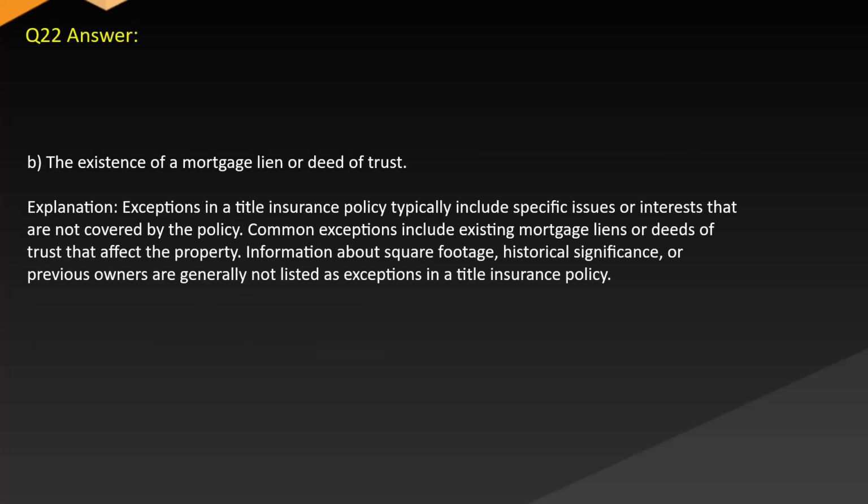Answer: B. The existence of a mortgage lien or deed of trust. Explanation: exceptions in a title insurance policy typically include specific issues or interests that are not covered by the policy. Common exceptions include existing mortgage liens or deeds of trust that affect the property. Information about square footage, historical significance, or previous owners is generally not listed as an exception in a title insurance policy.